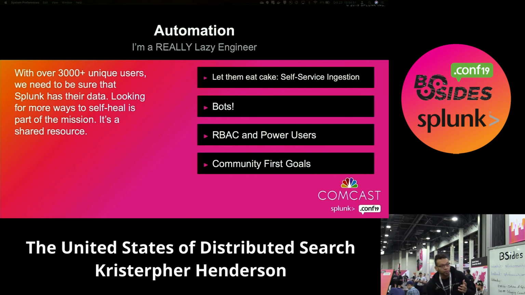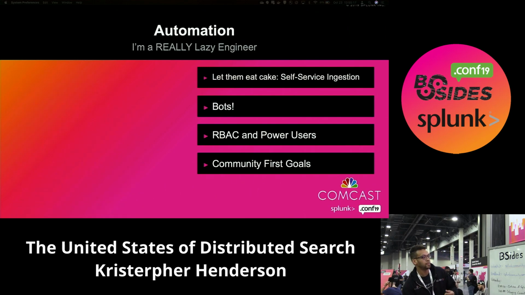We have over 3,000 unique users, so we need to be sure that Splunk has their data. That's where we need to focus most of our time. A lot of folks will come in and say, oh my God, search is down. I'm like, oh my God, is the data there? Because that's where search actually occurs, on the indexers. So having search head availability, yes, is important, but we really need to make sure that the data is there, because if it's not, then what's the point?